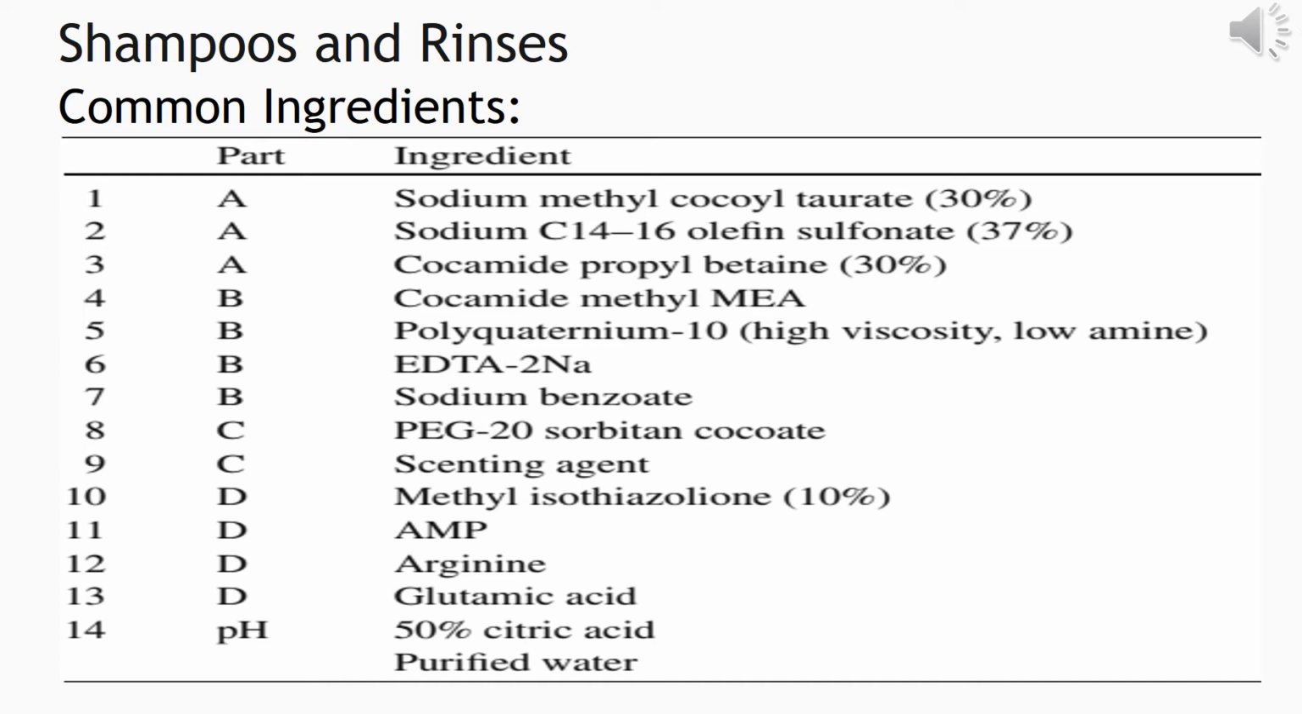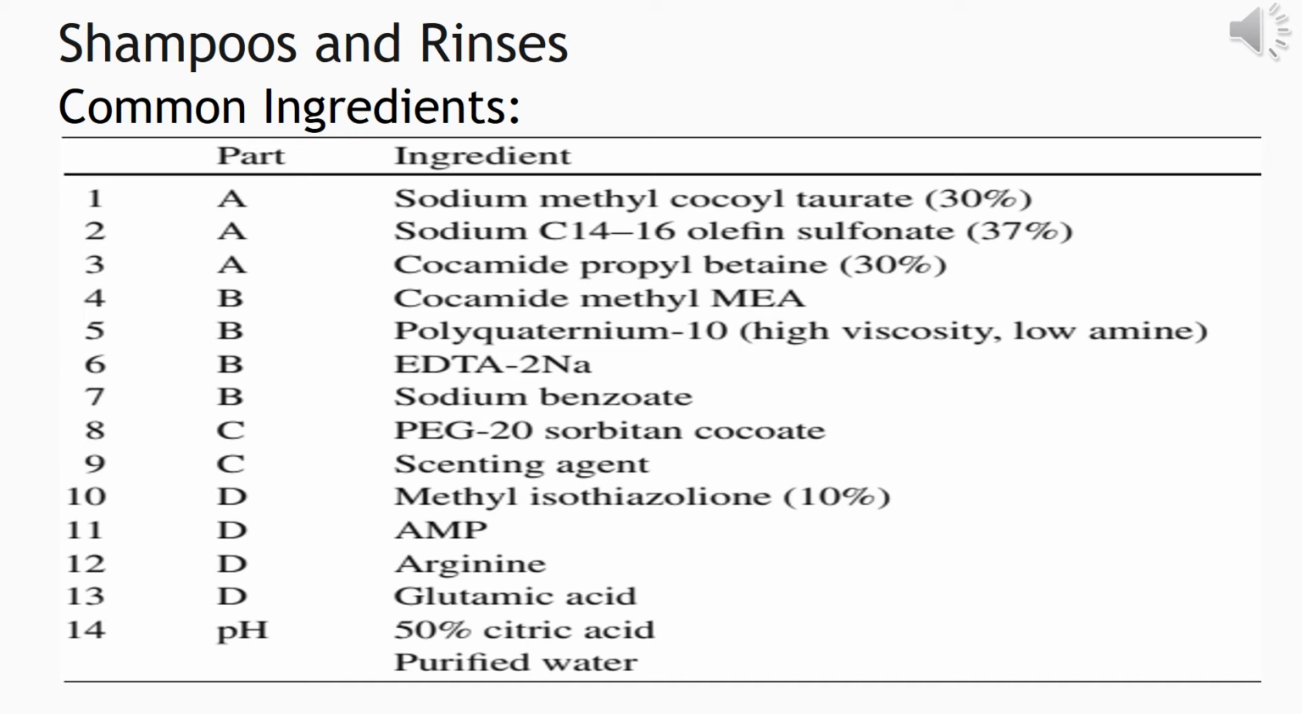Then is category C, PEG20 sorbitan cocoate. Cocoate again is derived from coconut oil, and sorbitan is derived from sorbitol, which is a sugar alcohol. So PEG20 sorbitan cocoate will be used. The 9, screening scenting agent, will also be used. These both are related to category C.